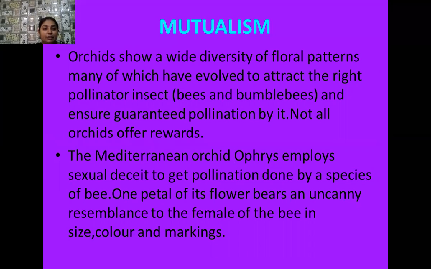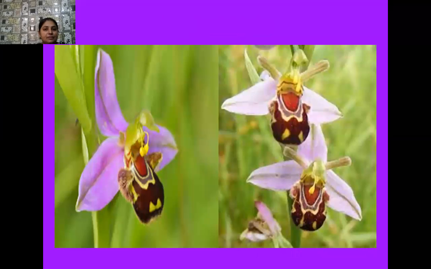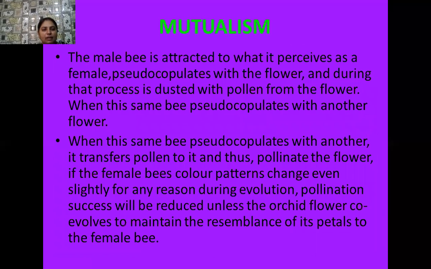So here I am going to discuss with you a very special case of the Mediterranean orchid Ophrys, which employs sexual deceit to get pollination done by a species of bees. So what happened? One petal of its flower bears an uncanny resemblance to the female of the bee in size, color, and markings. So here you can see the picture. The petal has the same size, color, as well as markings as are present in the female bee. So the male bee assumes that this petal is actually a female partner. In this way, the male bee is attracted to what it perceives as a female.